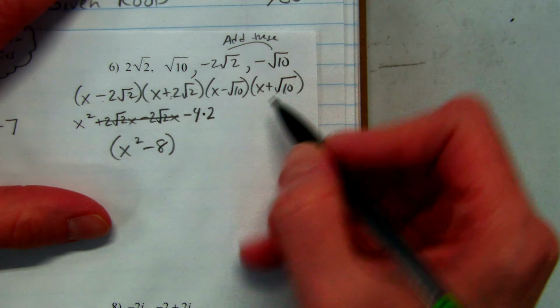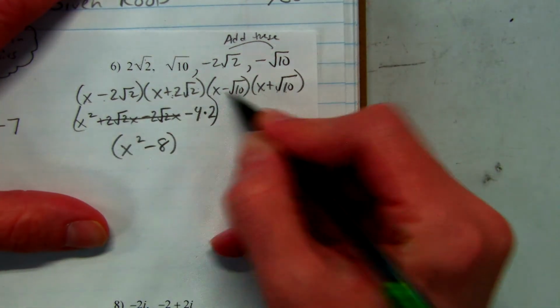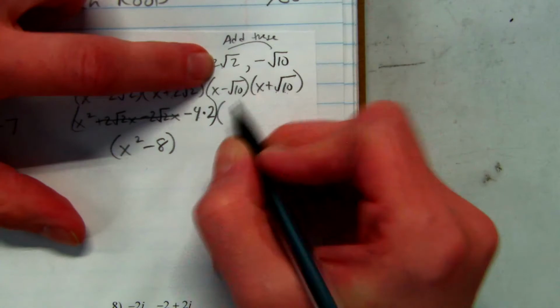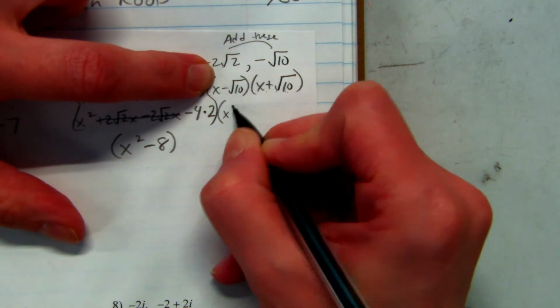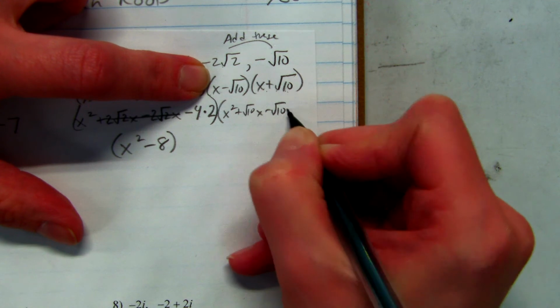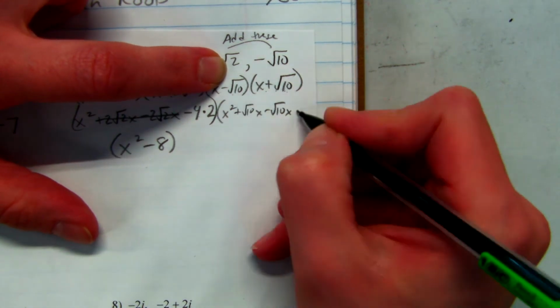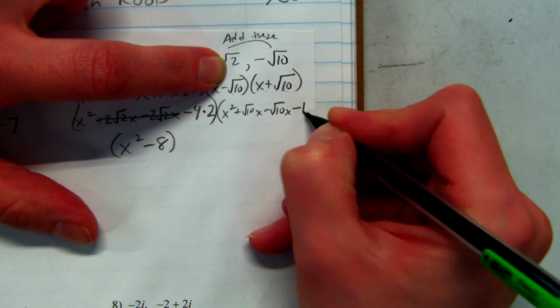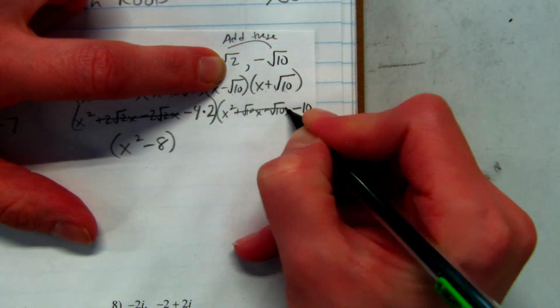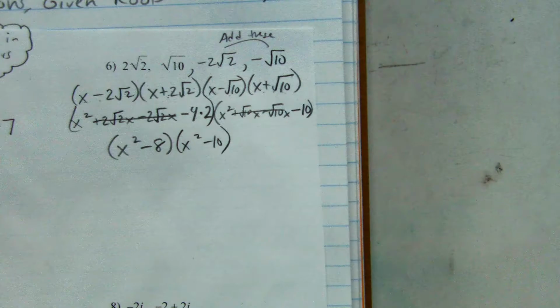All right, so then over here, I'm going to kind of put parentheses on that so I can do this part. We're going to do x times x is x squared. I'm going to have plus square root of 10x minus square root of 10x. And then negative square root of 10 times positive square root of 10 is going to be minus 10. And these in the middle cancel. So I'm just going to have x squared minus 10.